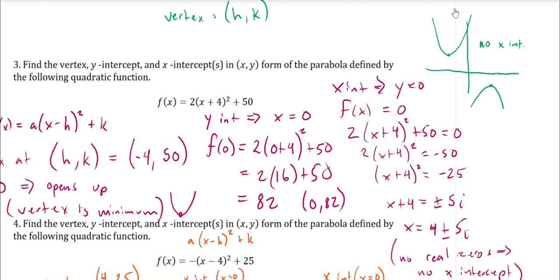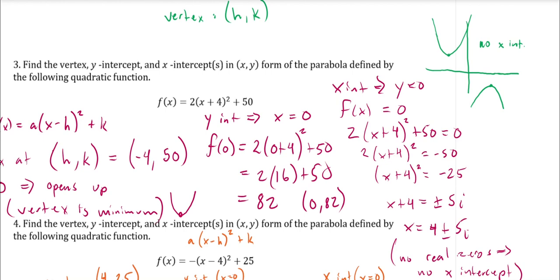To find out whether or not it does, we should set the function equal to 0 and solve. Since this is already a perfect square, x plus 4 squared here, it's most simple to solve for x by inverse operations. We move the 50 over, we divide by 2. We get negative 25, and notice that now that we have this negative, if I take the square root of that, I get plus and minus 5i.